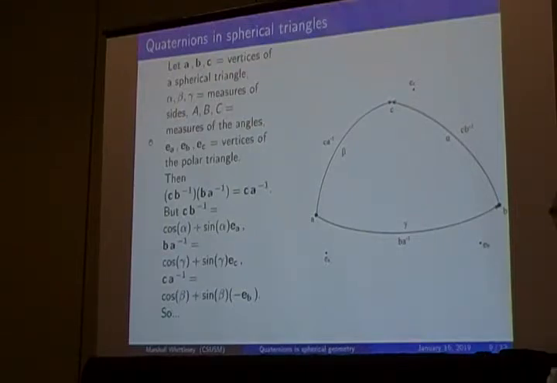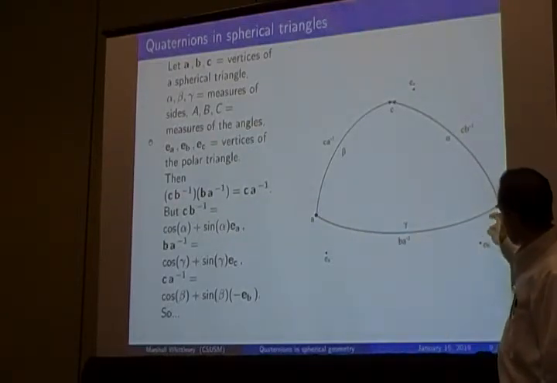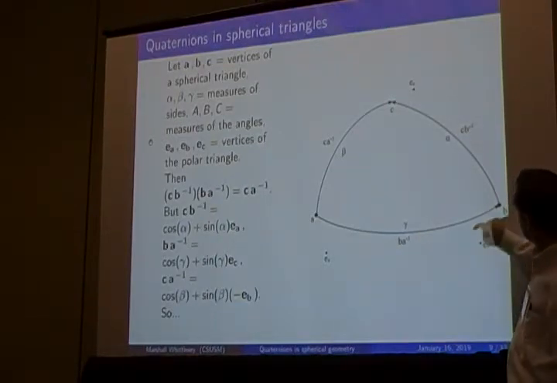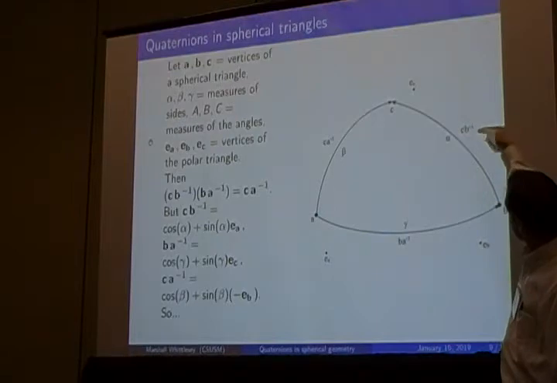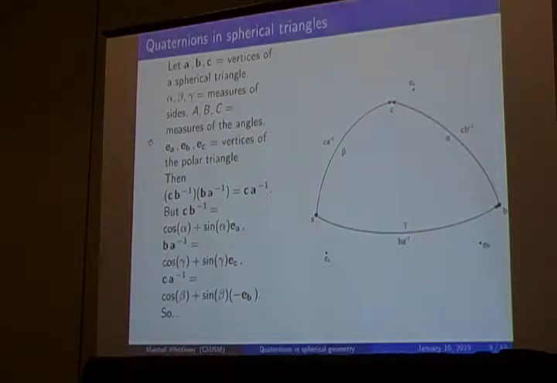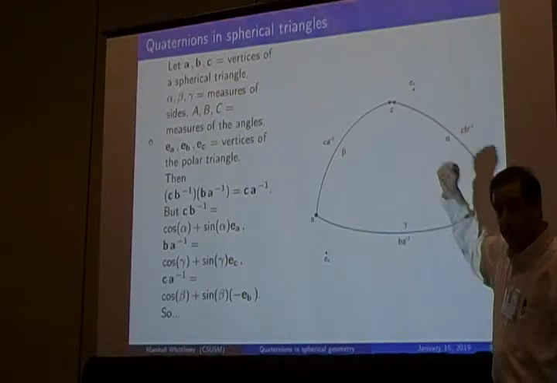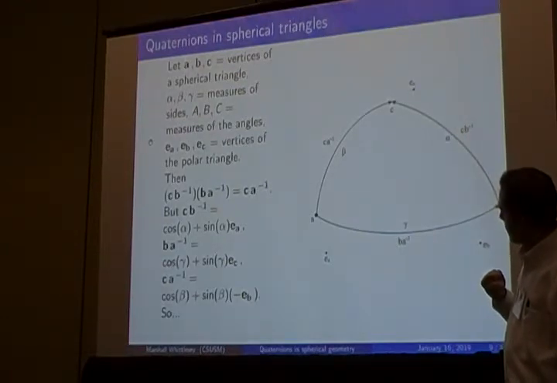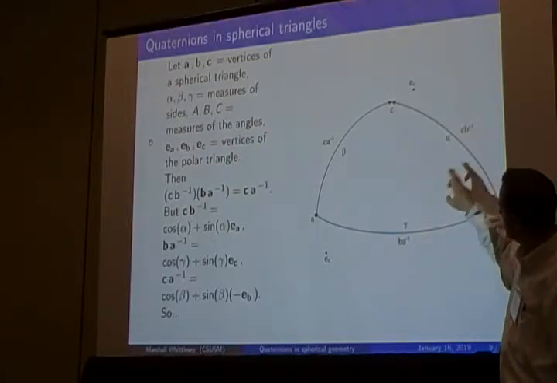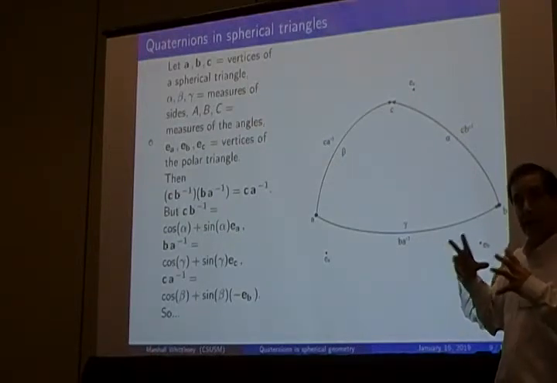Okay? So, as I indicated on the previous slide, if you go from A to B and think of that as being some sort of spherical vector, the quaternion associated with that is BA inverse. B to C has a quaternion associated with it, CB inverse. And A to C has a quaternion associated with it, CA inverse. And the product of this one times that one is that one. And what we want to do is write each of the BA inverse, CB inverse, and CA inverse in the form cosine something plus sine something times an E.